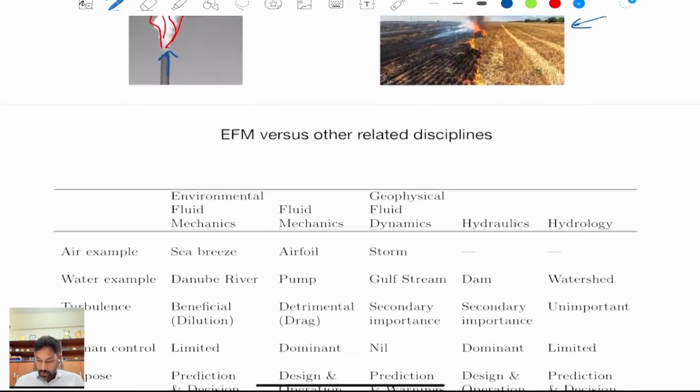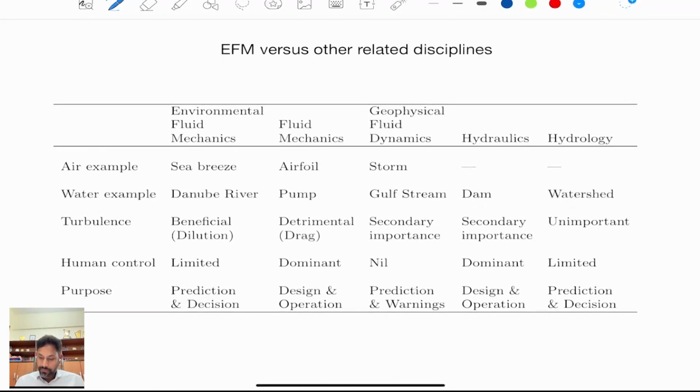Okay. So, how is EFM different from other related disciplines? As we have talked about it, environmental fluid mechanics is mostly a flow related to air or water in the environment, and mostly because of the gradients like temperature or concentration, right? But if we compare this with fluid mechanics, just the basic fluid mechanics, we try to see it in two different ways.